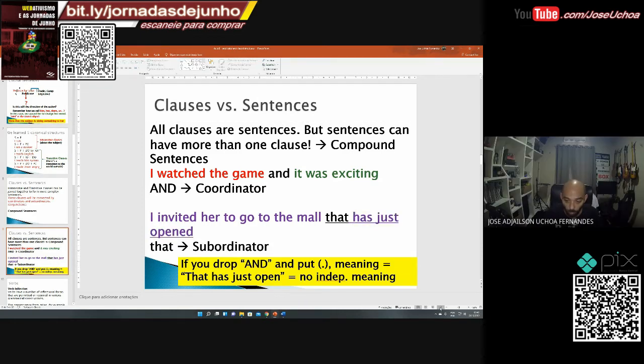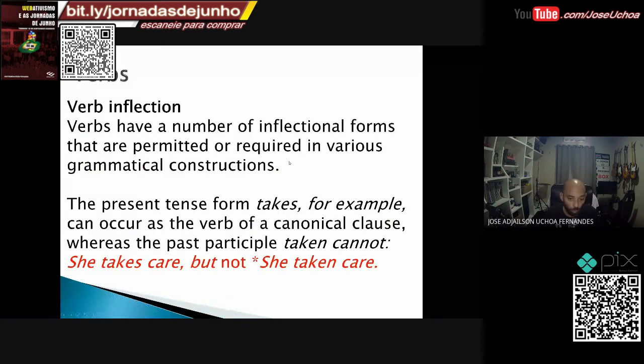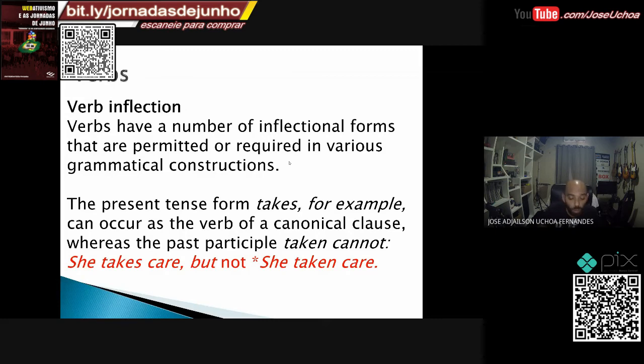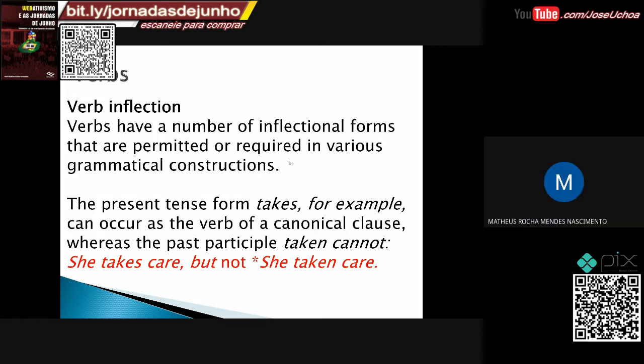Now, let's talk a bit about verbs, okay? And verb inflection. Vamos voltar lá na morfossintaxe para lembrar o conceito de inflection. What is inflection? When do you use an inflectional morpheme? When is a morpheme considered an inflectional morpheme? What kind of words can be inflected? Can nouns be inflected? Yes. To express what?